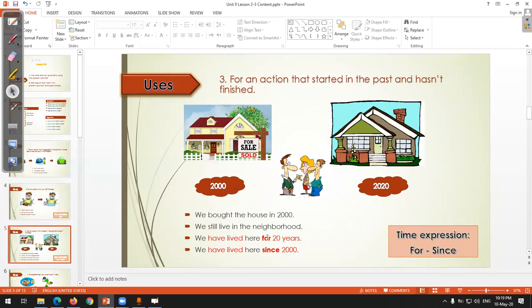Okay? If we don't live in the same house, we use the past simple. We lived here. Okay, that means I already moved from the house. I don't live here anymore. So when you use the present perfect, that means you're still living in the same place. So the words since and for are used to express the present perfect. When you see for and since, you know the tense of the verb in the sentence is a present perfect.